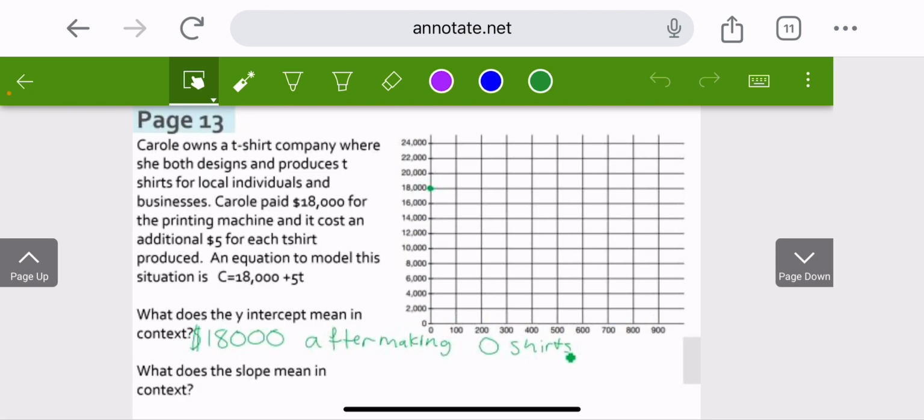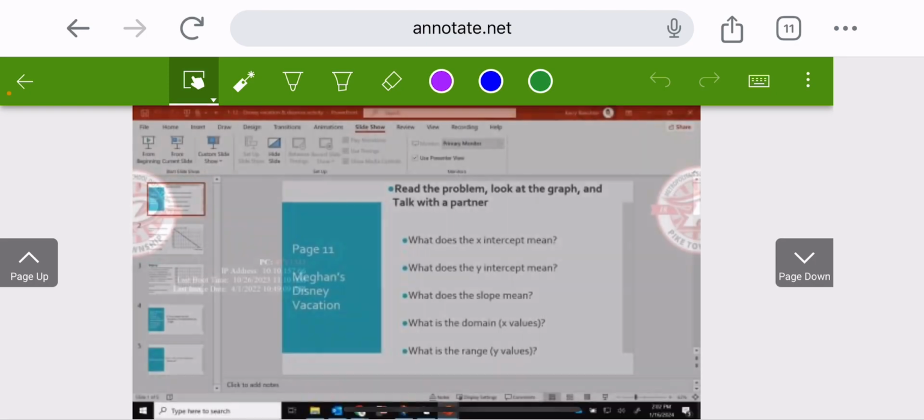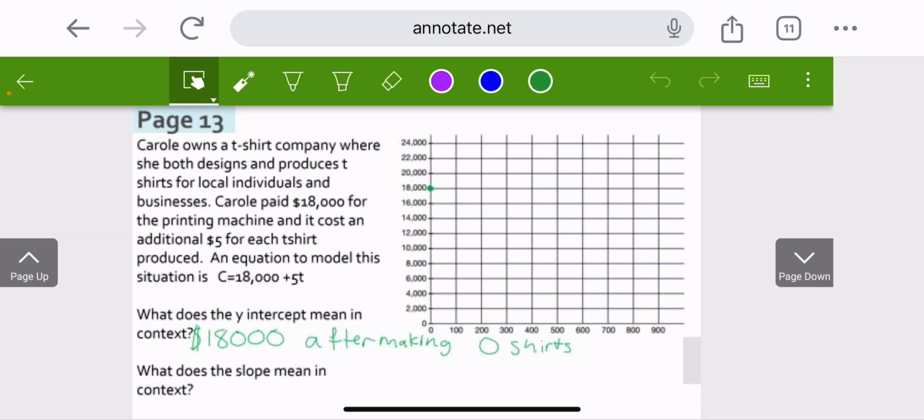What does our slope mean in the context? Even without a picture, what does the slope mean? First things first, what is the slope? Positive 5. Positive 5 what? Dollars for each shirt. Dollars per shirt.